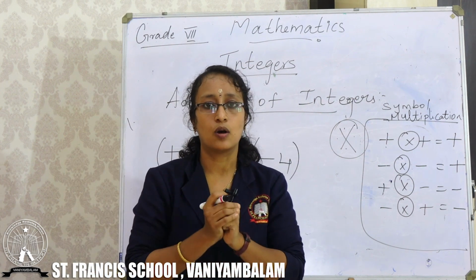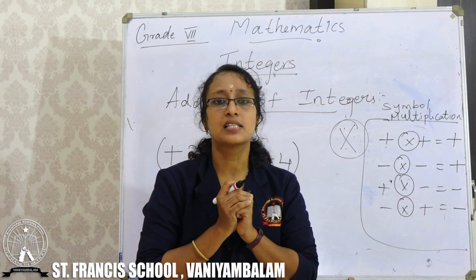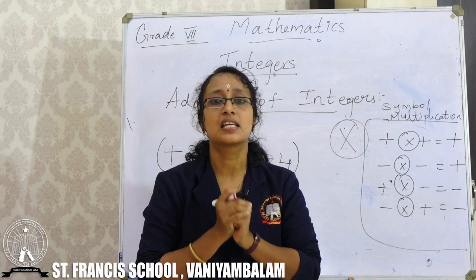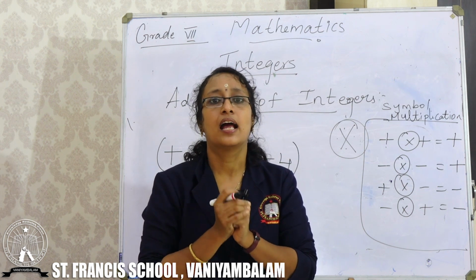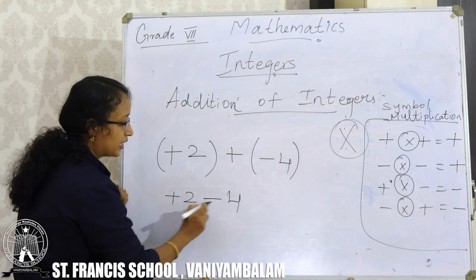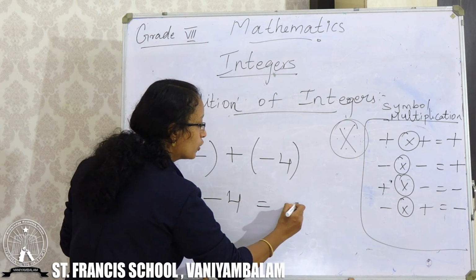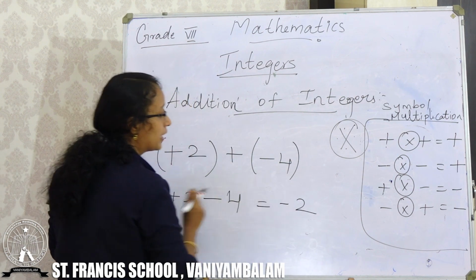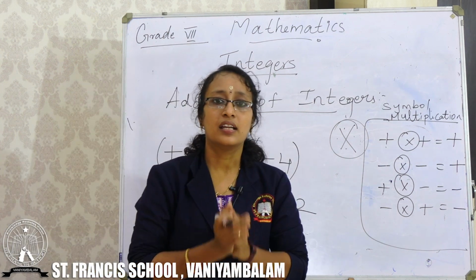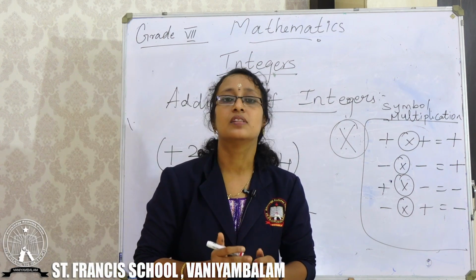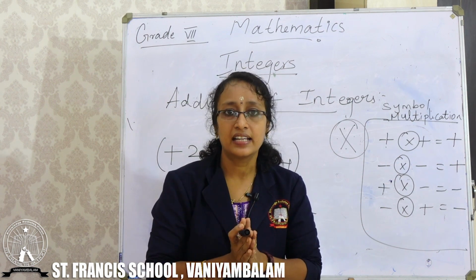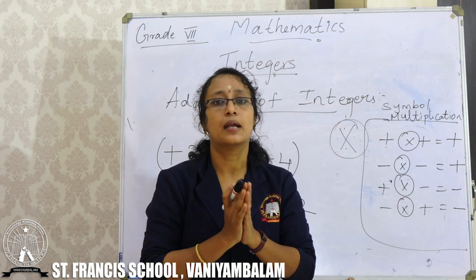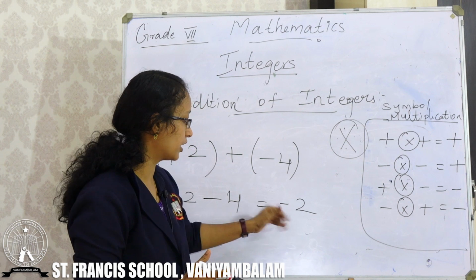Next, you have the 4. Now, you know that if the symbols are same, add it and put the greater number symbol. If the symbols are different, subtract it and put the greater number symbol. Subtract it. 4, 2. When you subtract 4 and 2, you will get 2 and the greater number is 4. 4's symbol is minus. Got it? In addition and subtraction, same. If the symbols are same, add it. Put the greater number symbol. If the symbols are different, subtract it and put the greater number symbol. Now you got it, right?